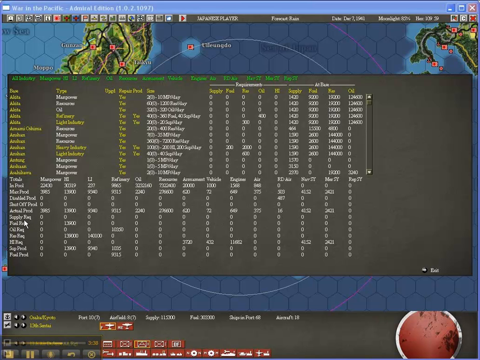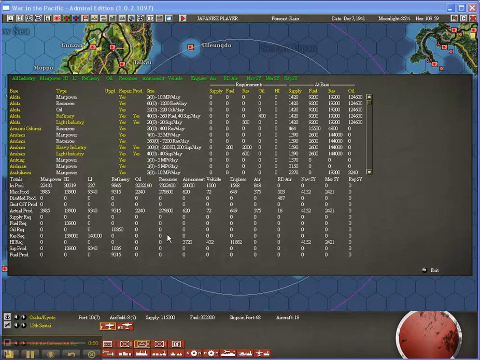Down the bottom here, we've got the requirement of each that we need. So if we look at our HI, our heavy industry here, we need 13,900 fuel, and we need 139,000 resources each turn, and this will produce 13,900 supply. So this is a fairly static way of looking at it.